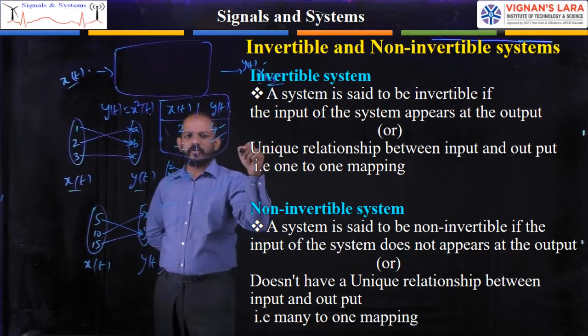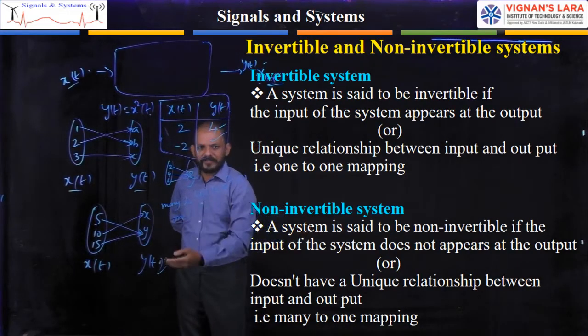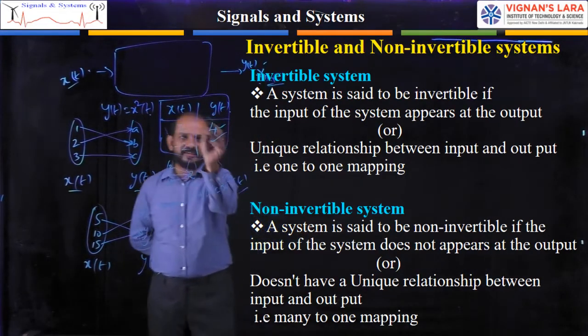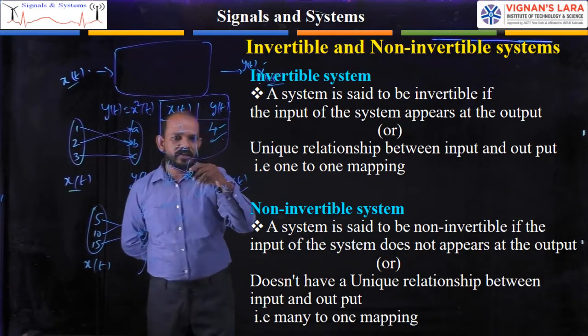For they are given the output as 4. So we don't know what the exact input is. That is either plus 2 or minus 2. We don't know for this example what the exact input is. So for the output we have 2 inputs. So we don't know the exact input.